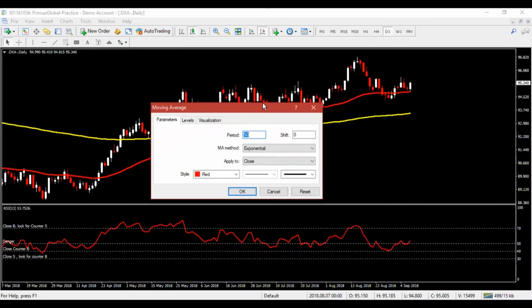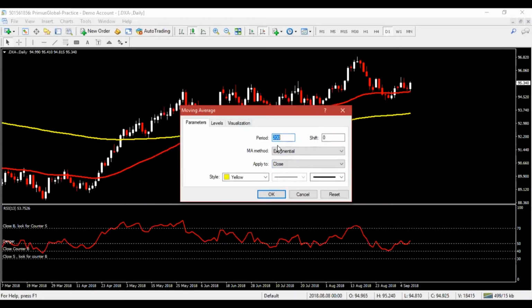So these are the indicators you're going to need. A 50 exponential moving average. Period is 50, apply to close. Color, people, color is important here. Make it red. Levels and visualization isn't important. Only that: period 50, MA method exponential, apply to close, style red.